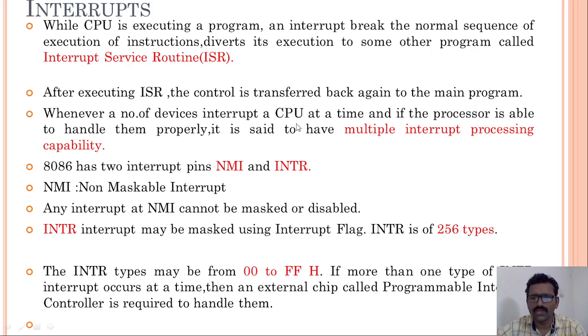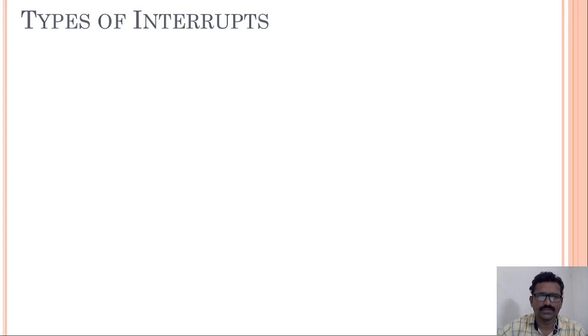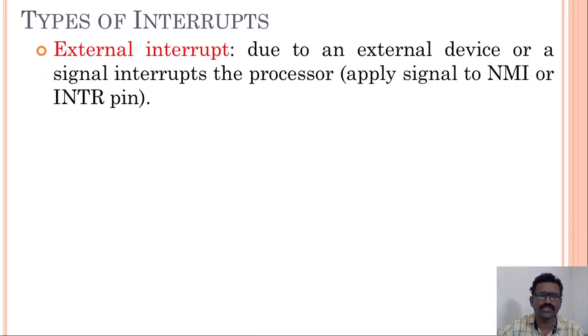If more than one type of INTR interrupt occurs at a time, then an external chip called a programmable interrupt controller is required to handle them. Coming to the types of interrupts in 8086, there are two types. Number one is the external interrupt. It occurs when an external device or signal interrupts the processor, that is, by applying an external signal to the NMI or INTR pin.